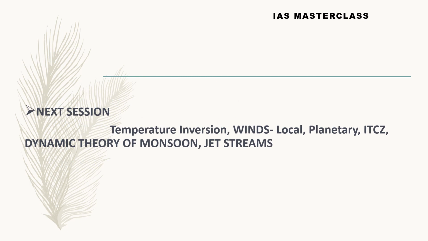Okay, we have one thing to deal with, temperature inversion, which we will deal with in the next video. In the next video, we'll deal with winds also, ITCZ, which is the intertropical convergence zone, the dynamic theory of monsoon, which is a product of shifting of pressure belts, and also jet streams.